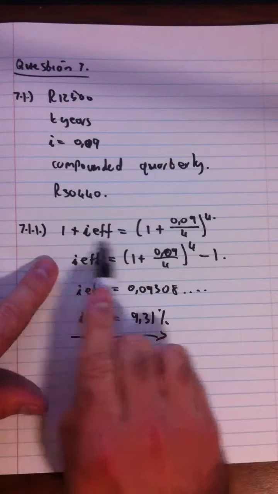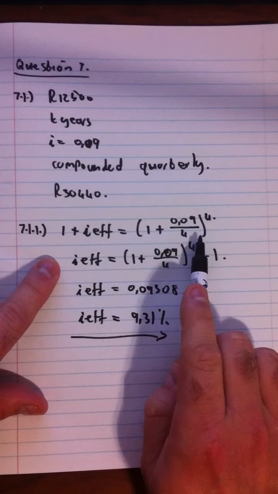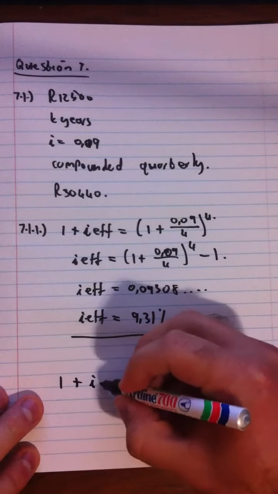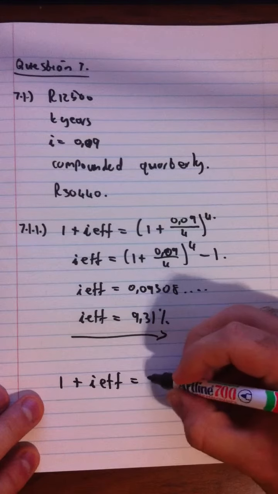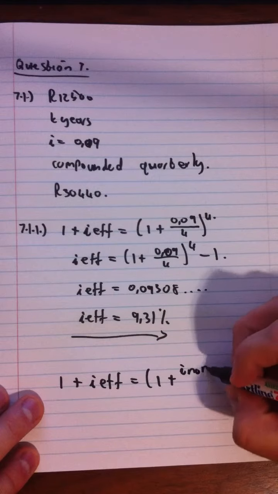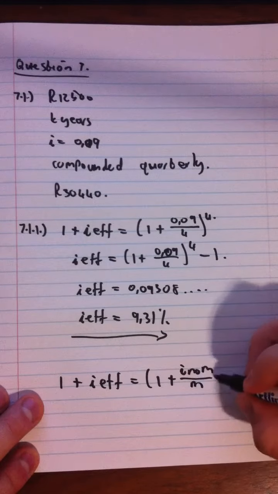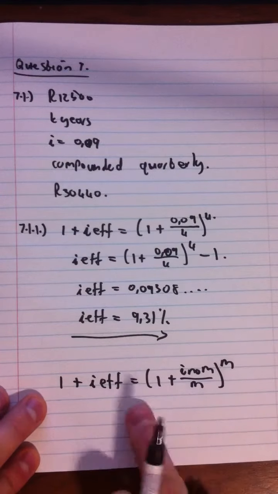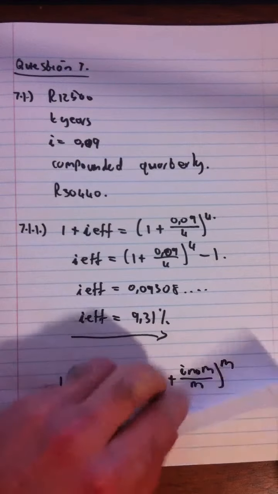That's it. So you need to know this formula. That's for effective interest rate. Let me just rewrite it in the natural form. 1 plus effective interest rate is equal to brackets 1 plus nominal interest rate over the compounding period, which we'll call m, to the power of the compounding period. That formula you need to know.